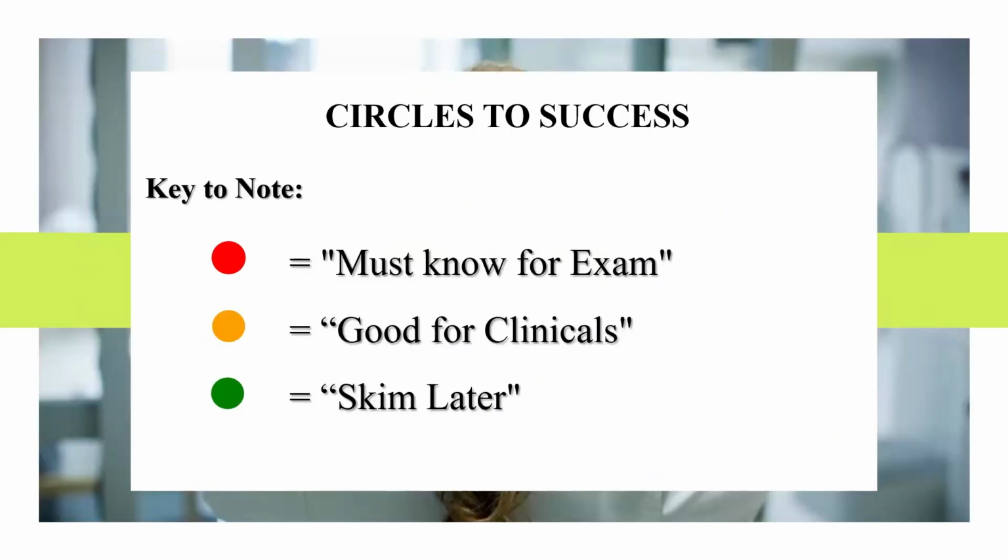As we all know, the circles to success are as follows. Red circles indicate that these areas are a must-know for your next examination. Orange circles indicate that these areas are good for clinicals. Green circles indicate that there is need to skim through this video at later times.